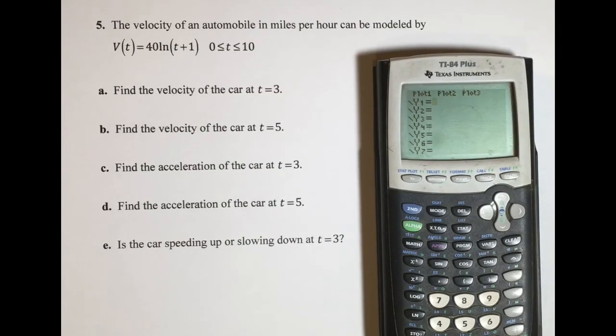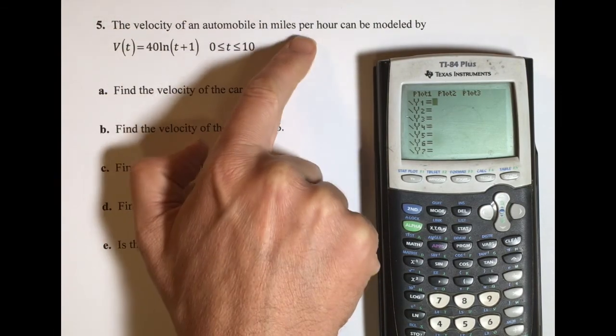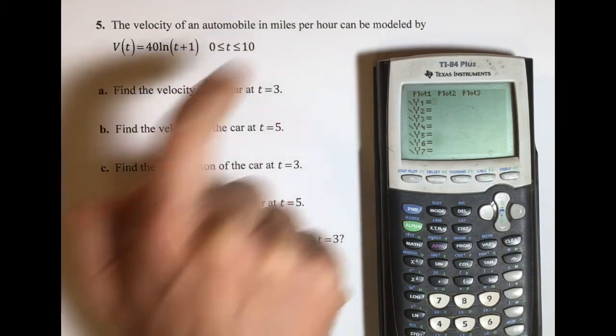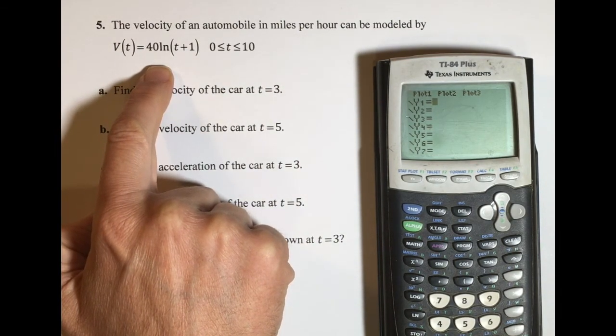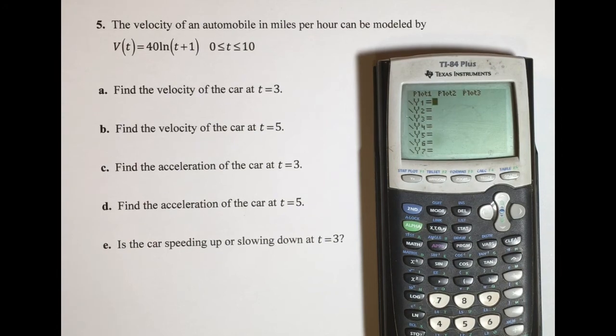The velocity of an automobile in miles per hour can be modeled by v of t. Let's first take note that velocity is measured in miles per hour. Velocity is a rate, which tells me that v of t is not a primary function. v of t is our first derivative.